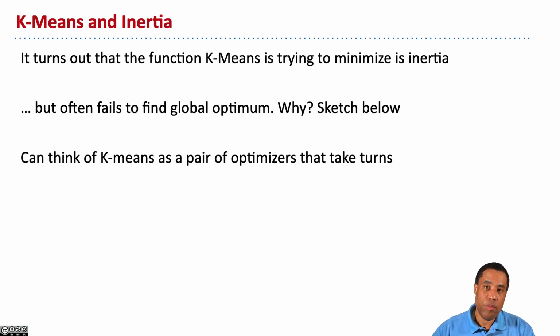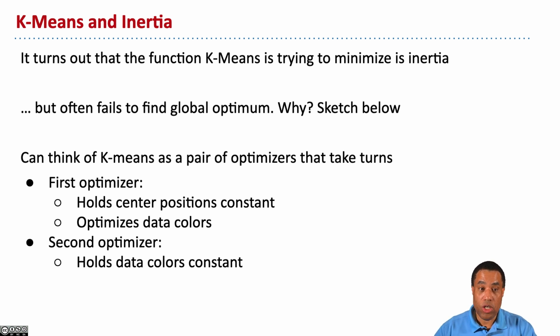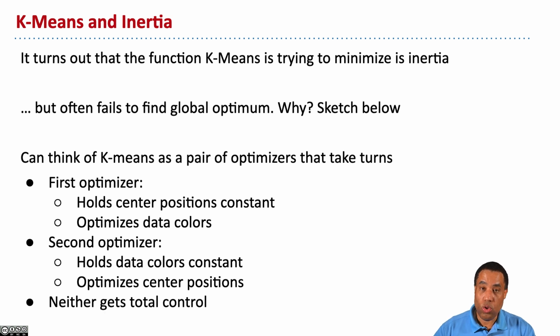What you can think of k-means as doing is that it's a pair of optimizers, and these optimizers are taking turns. The first optimizer holds the center positions constant and tries to optimize the colors of the data points around those centers. And then the second optimizer holds the data colors constant and tries to optimize the center positions. And so neither gets total control, and neither is going to be able to find the global minimum all of the time. Sometimes you will find a global minimum, but many times you'll find a local minimum instead.